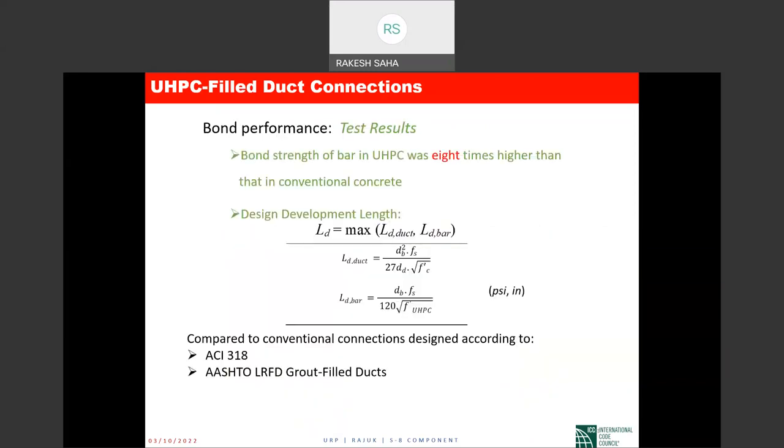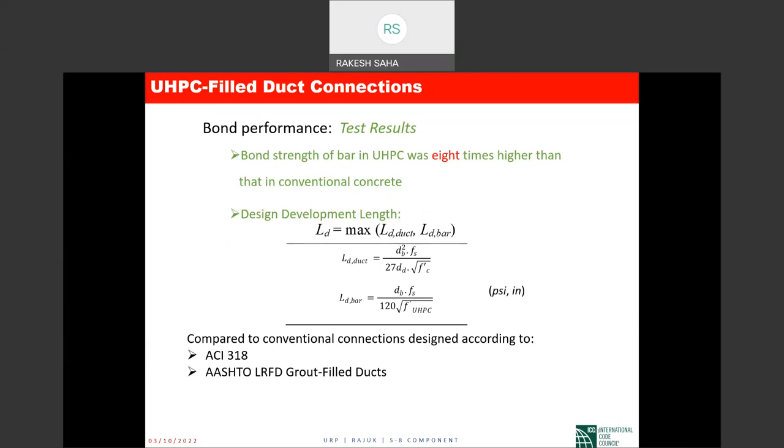So based on these data, first of all, we found that the bond strength of UHPC is about eight times the bond strength of concrete. So really excellent bond because of the presence of the fiber and the special engineered material that we have used in the UHPC. Based on this, we developed two equations. One talks about the pullout of the bar from UHPC, and the other one is the entire duct pulling out.